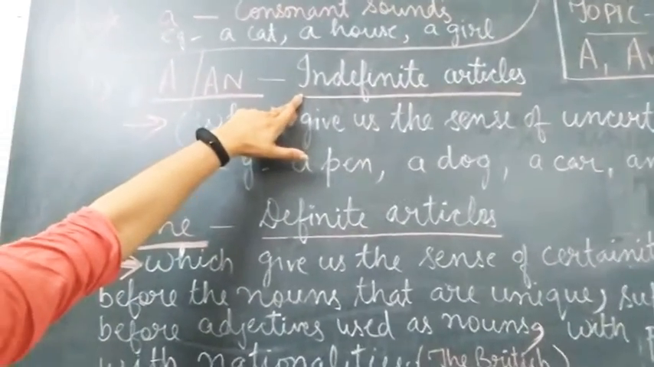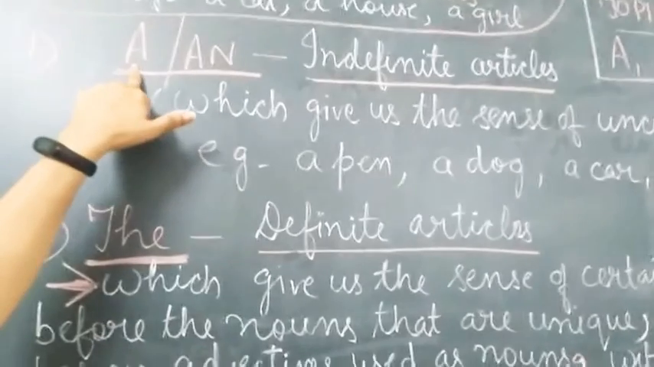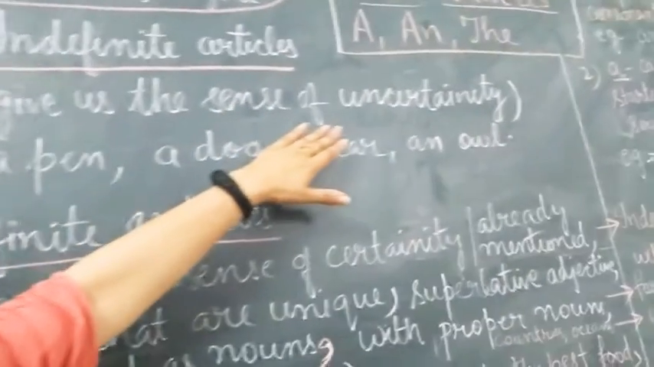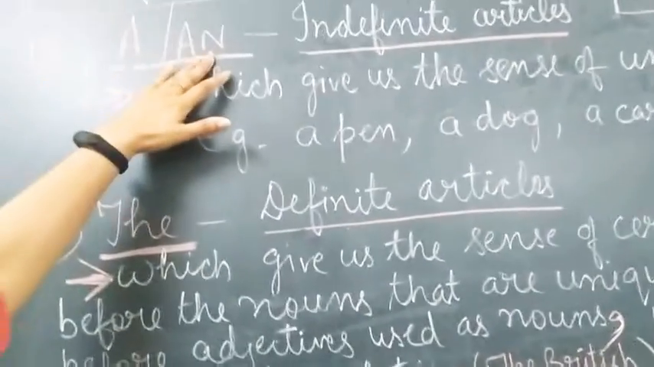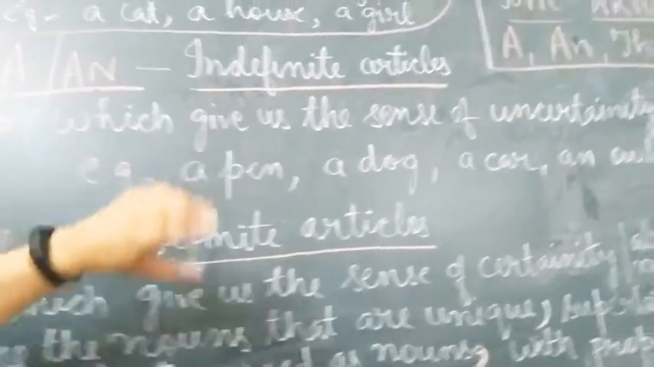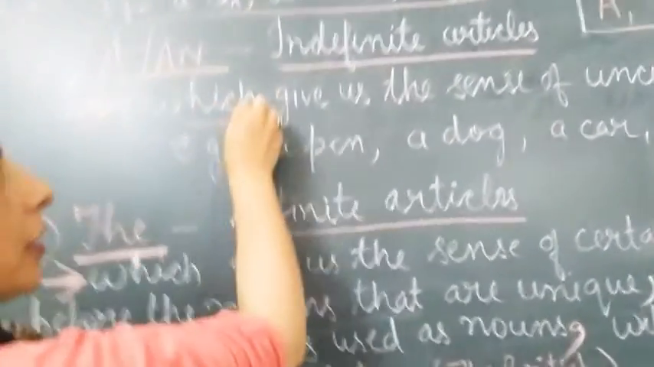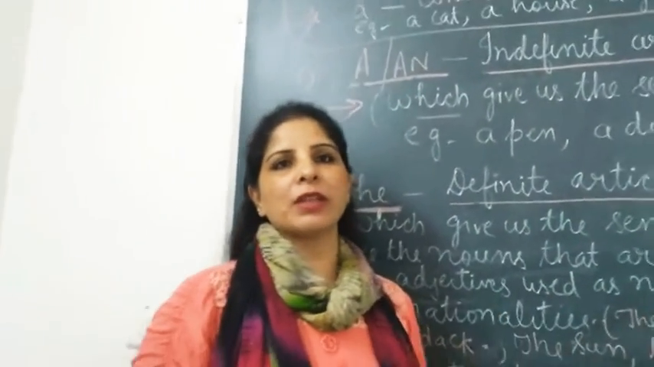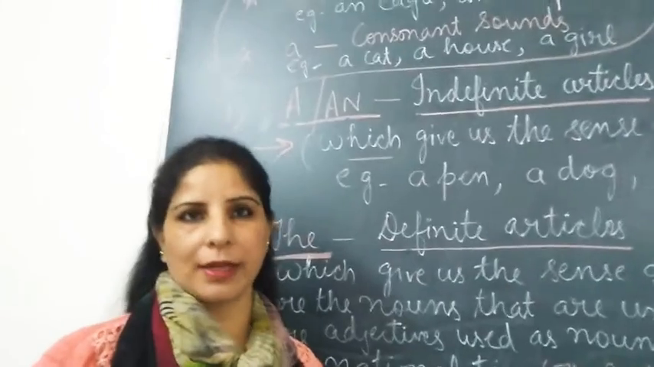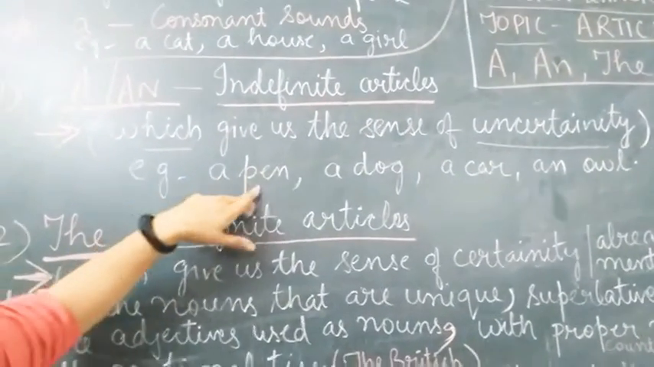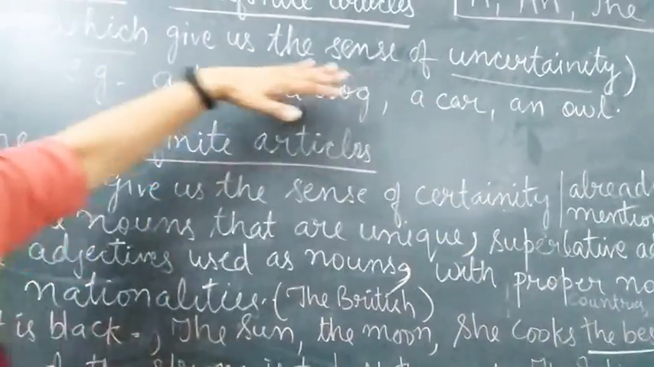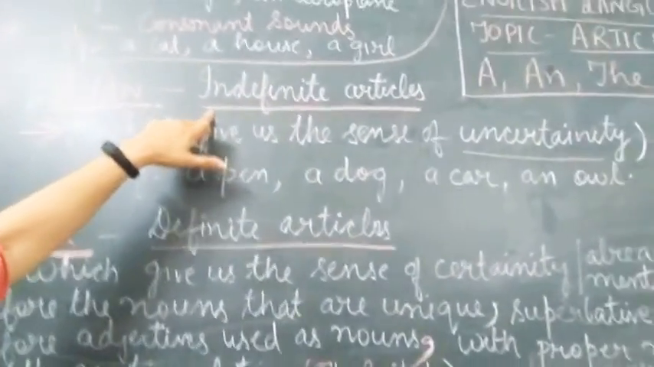Under indefinite articles, we can include a and an, right? Which give us the sense of uncertainty. Where do we use a and an? A and an are used before those nouns which give us the sense of uncertainty, meaning when we are not sure about which particular thing, place or person we are talking about, right? For example, a pen, a dog, a car and an owl. Okay? So these can be said as indefinite articles.